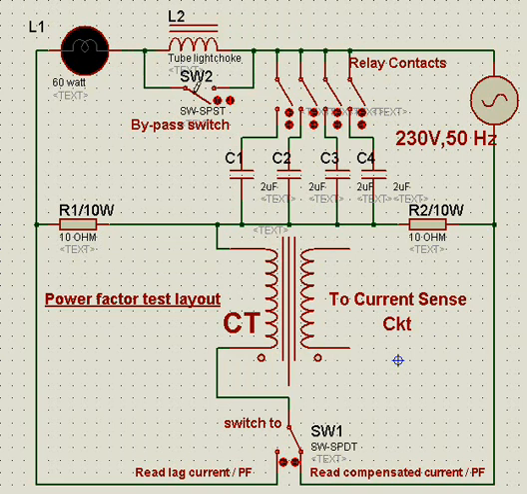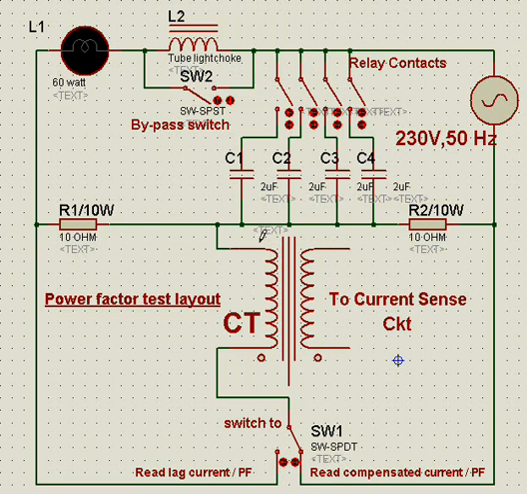This inductor is a tube light choke, an iron choke which you have taken, and we have taken a lamp also in series, and then we have taken two low value resistors for measuring the current, and these are the capacitors which are meant for improving the power factor, while these relay contacts get switched on automatically based on the power factor.